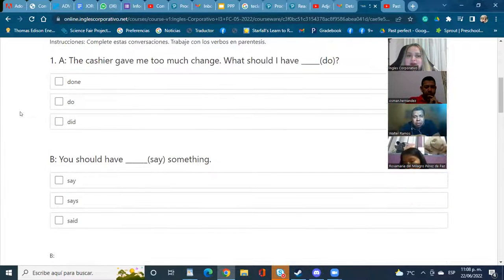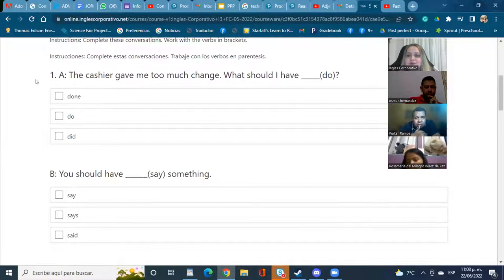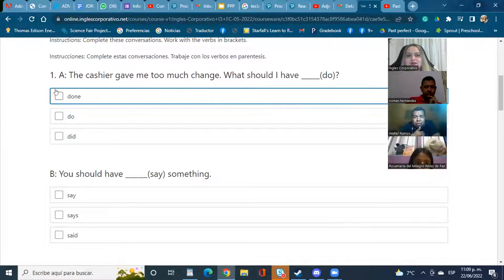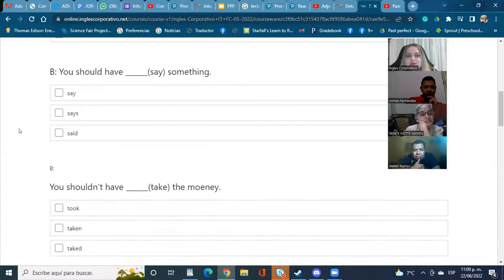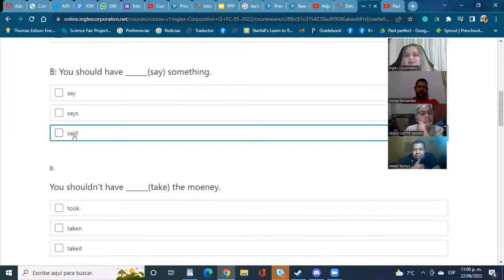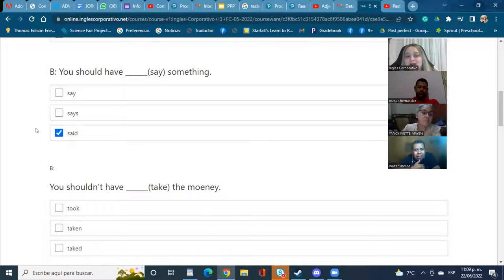So what do you think, guys? What is the answer for number one? The cashier gave me too much change. What should I have done? B. You should have said. The pronunciation of this is said. Said, like tengo sed. I should have said something. Debí haber dicho algo, okay?